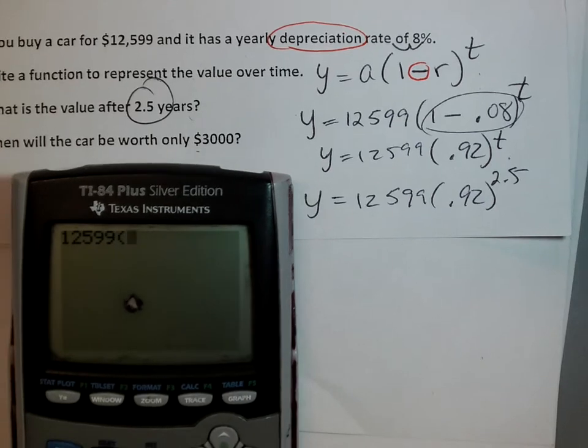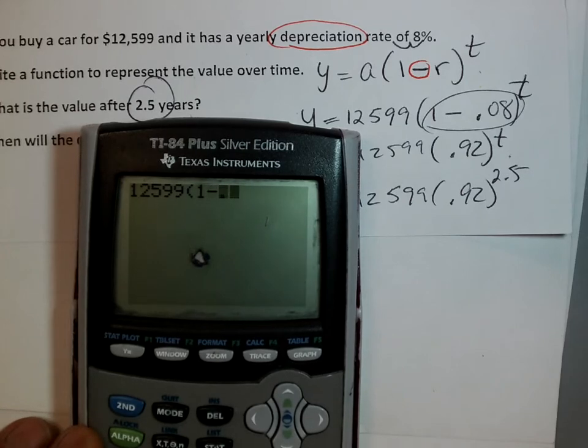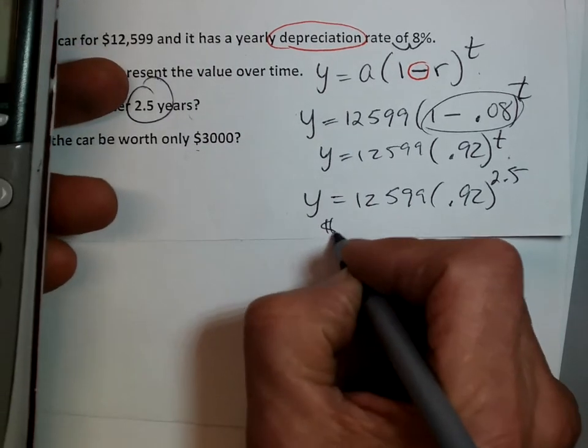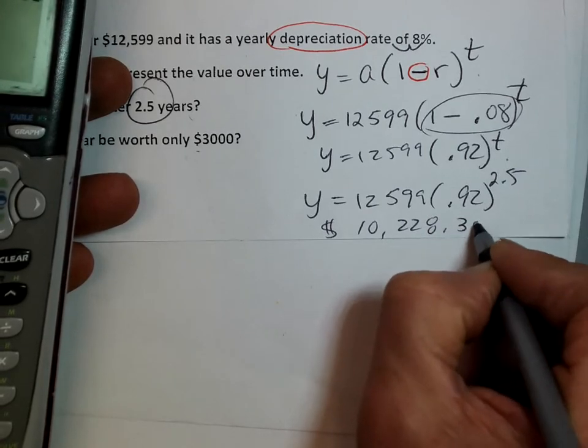To the parentheses, can you see what I'm doing with my calculator? I'm just going to go 1 minus 0.08, to the 2.5 power, and I get an answer of $10,228.35, right?